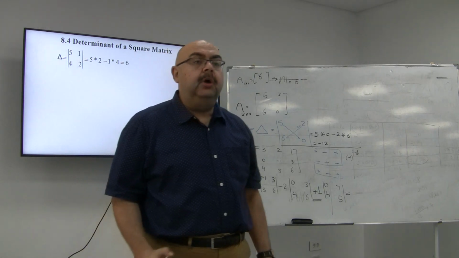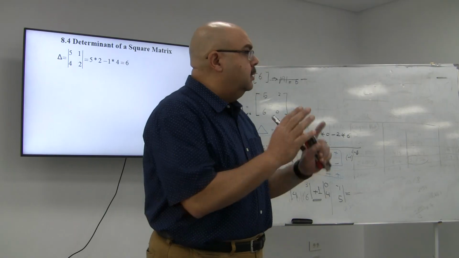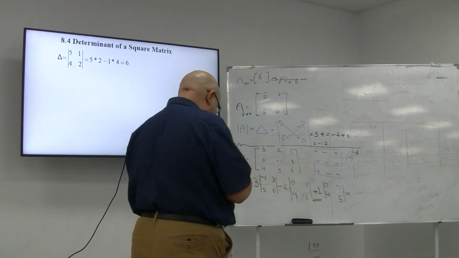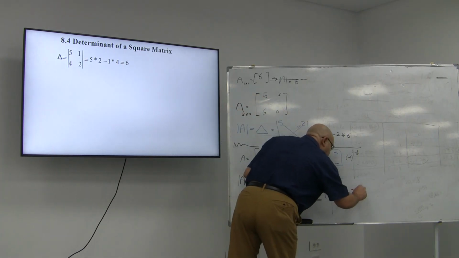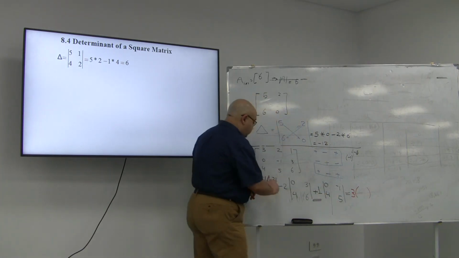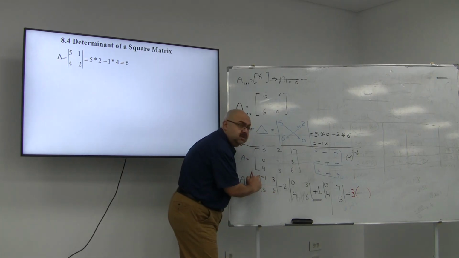I will start evaluating each one of these cofactors by itself. So I will start with the first one. It's going to be 3 times, start multiplying the elements of the principal diagonal. This is very, very simple.